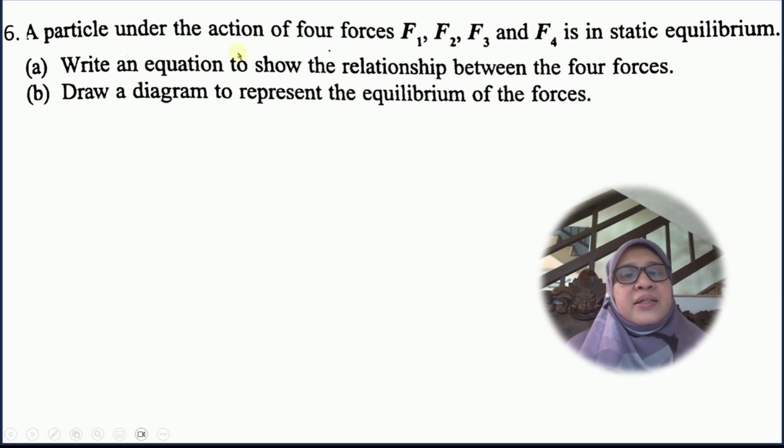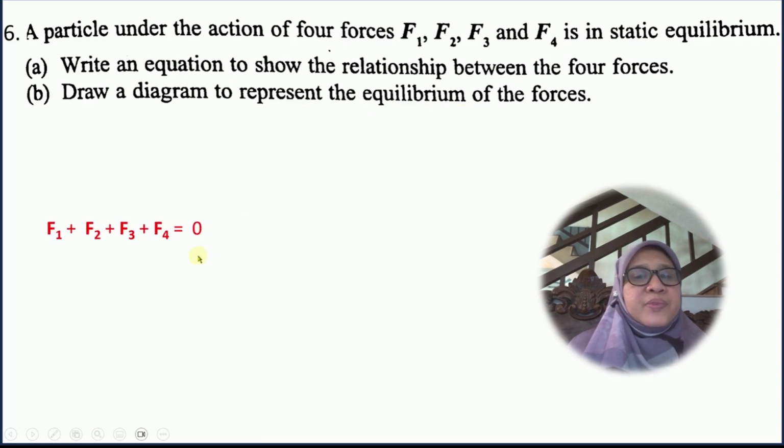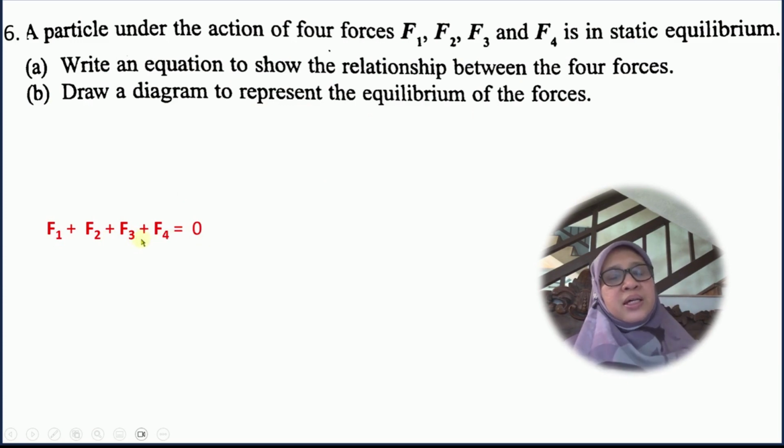Okay, we do question 6. A particle under the action of 4 forces F1, F2, F3 and F4 is in static equilibrium. Write an equation to show the relationship between the 4 forces and then draw a diagram to represent the equilibrium of the forces. The relationship between the 4 forces will be F1 plus F2 plus F3 plus F4 equals 0.